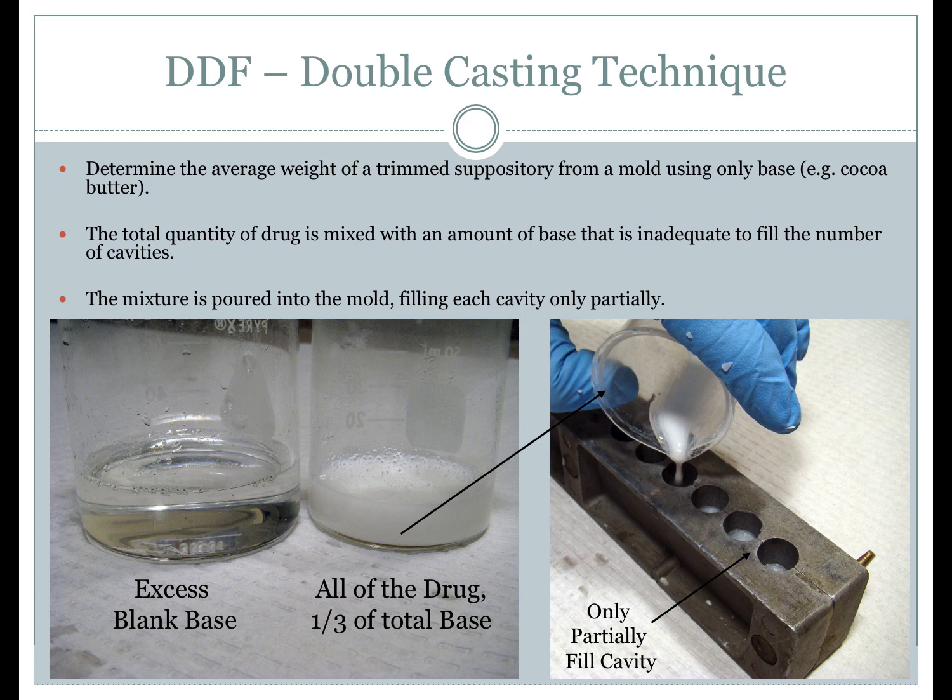Next, partially fill each mold cavity for all suppositories. This is an important step to understand. If you are making 10 suppositories, then you must partially fill all 10 suppositories. It does not matter how much is in each cavity. Each cavity can have a different volume at this point. However, they must all have some amount of the drug and base mixture, and all must be only partially filled, meaning none of the cavities should be filled to the top. This is why only a fraction of the total amount of base was used at this point.